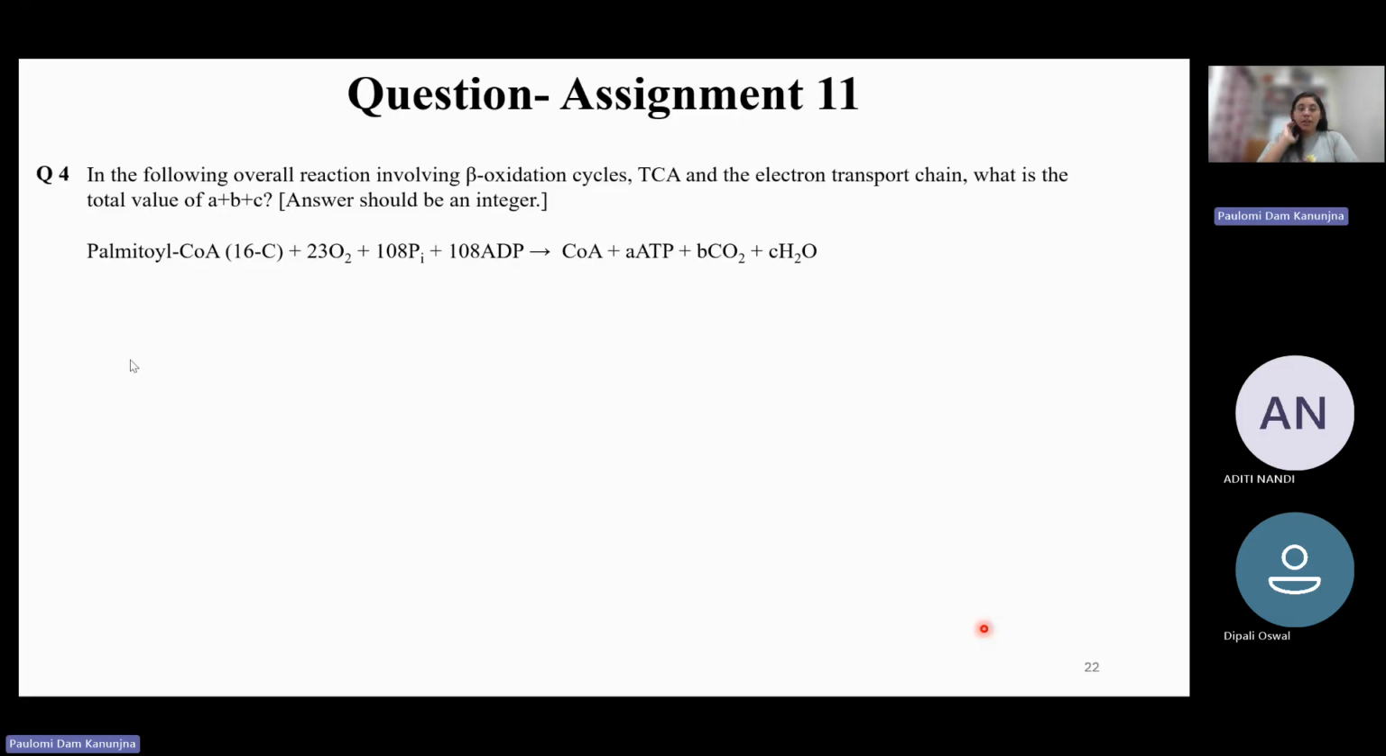So when we were discussing fatty acid oxidation and we looked into palmitoyl coenzyme A, this is exactly the last equation that I had shown in the slide. So this is exactly from the book or from your notes.